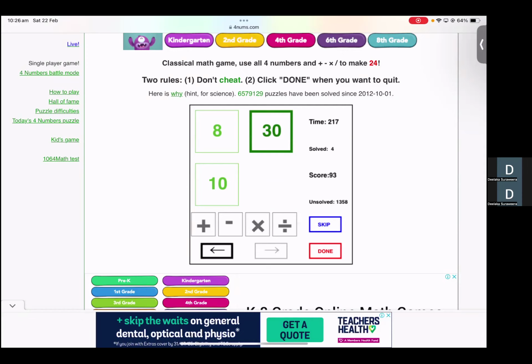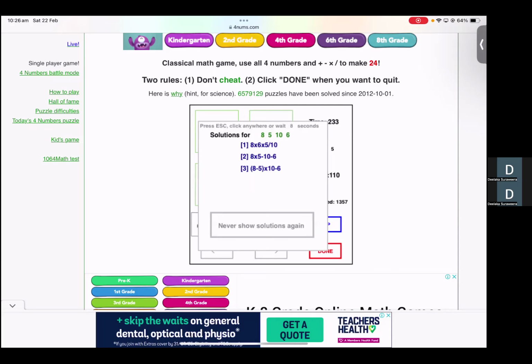The way I had was, you can press the back arrow if you want. Oh yeah, the way I had was 8 minus 5 is 3 times 10 is 30, 30 minus 6 is 24. But yeah, this is cooler. Damn. Good job. Well done. There's another way as well. Oh, that was 8 times 5 minus... Oh. Yeah, I would never get that.